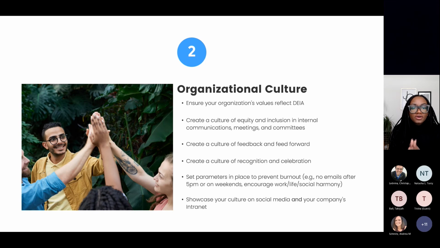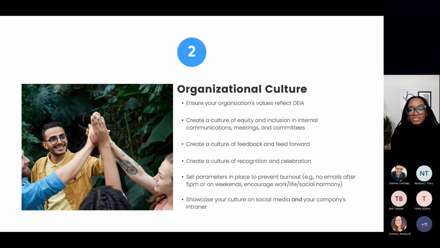Also, creating a culture of equity and inclusion in internal communications, in meetings, in committees. And so, when I think about communications, I think about, if you're writing out a one pager or a toolkit, do you have an ability to have that information read out? Do you create voice recordings or e-learnings? Do you have closed captioning? Do you have alt text for photos?